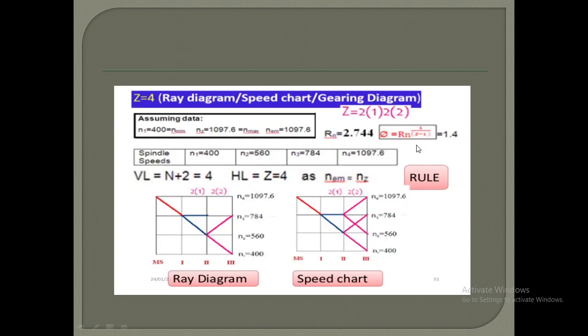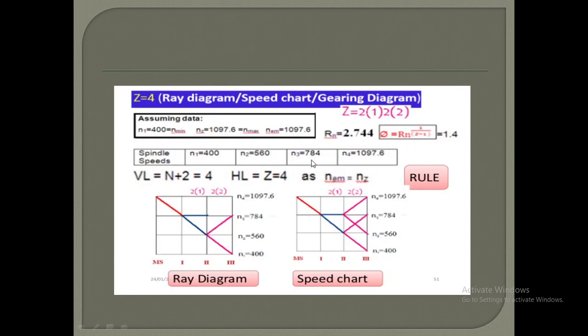How to calculate the range ratio? You know that the range ratio phi is equal to Rn raised to the power 1 by z minus 1. You will get 1.4. This is the progression ratio, and the range ratio is given as 2.744. Then you have to calculate the 4 spindle speeds. N1 is known and N max is known. You have to calculate N2 and N3.